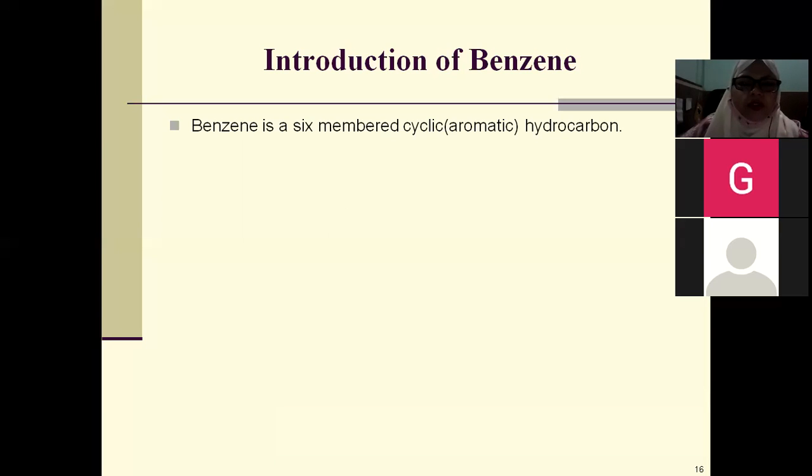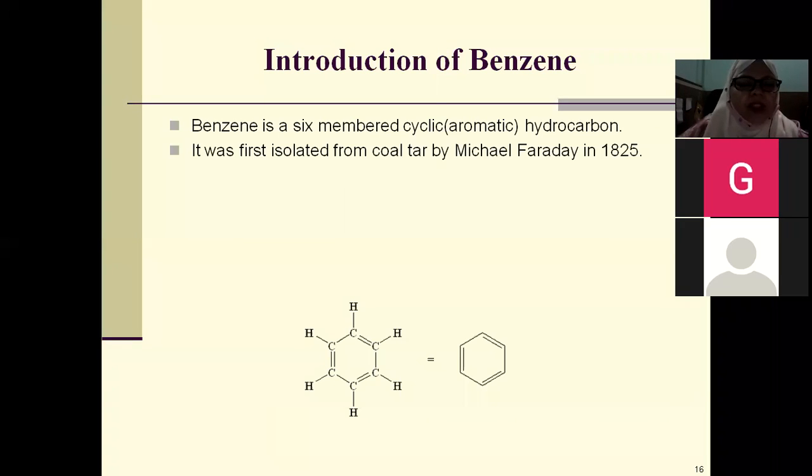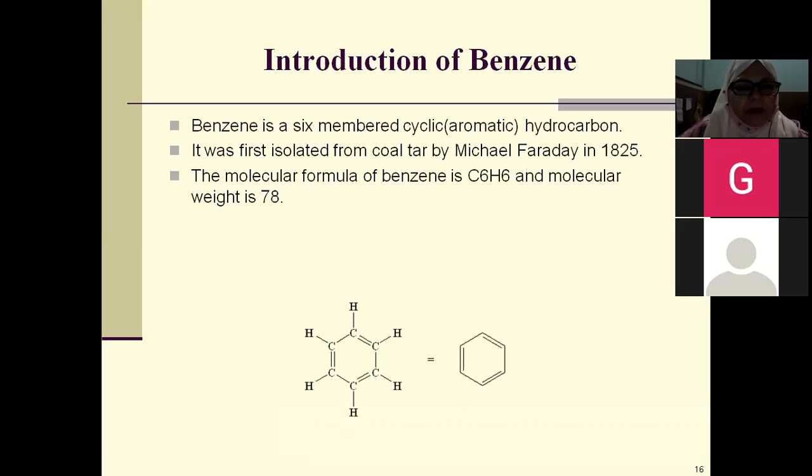तो आपको यहाँ पे पता है, introduction of benzene लिखने आया तो आप क्या लिखेंगे? It's a 6-membered ring. It's cyclic. It's aromatic. It's a hydrocarbon. This is the structure of benzene. You can see the arrangement of single and double bonds in them, that is, they are alternately arranged. It was first isolated from coal tar by Michael Faraday in 1825. So this structure was isolated from coal tar by Michael Faraday.